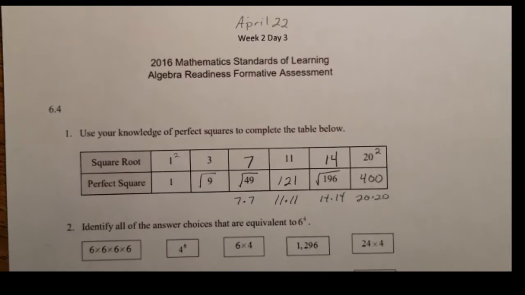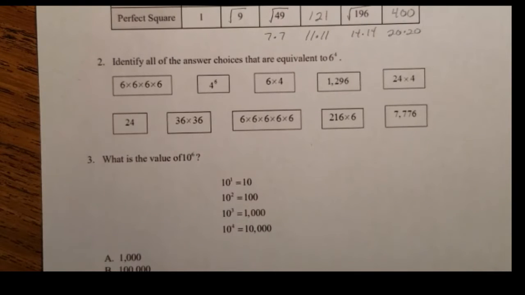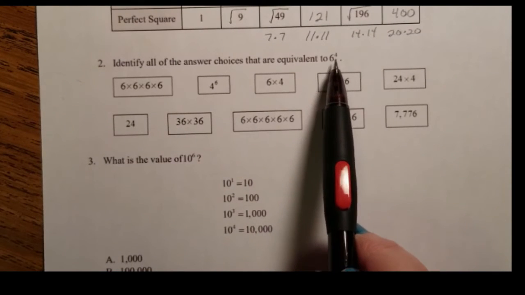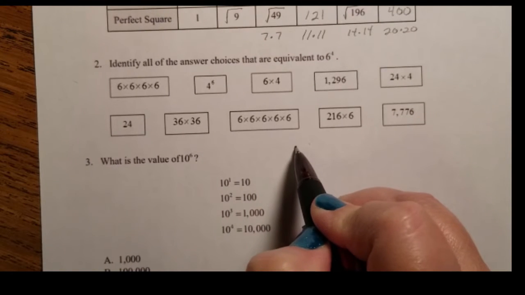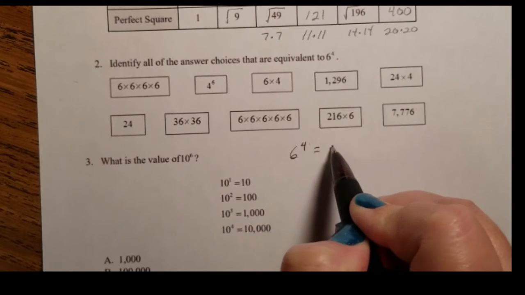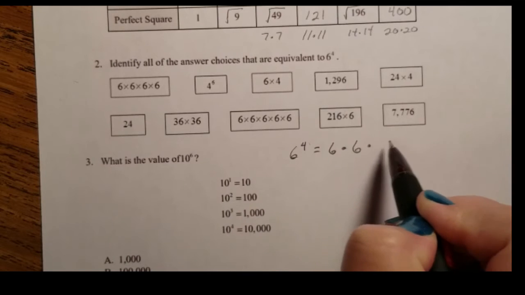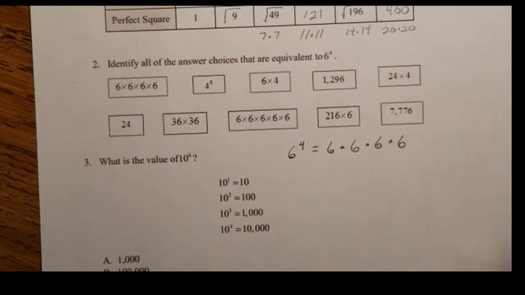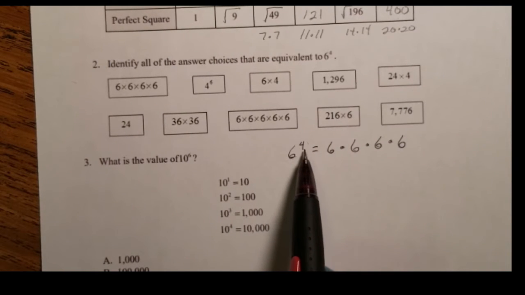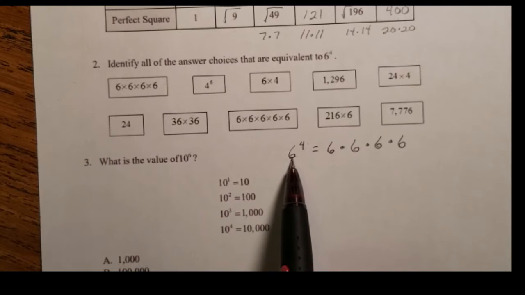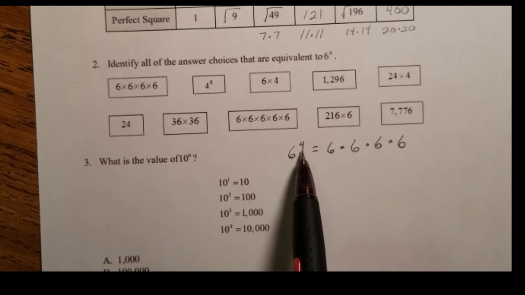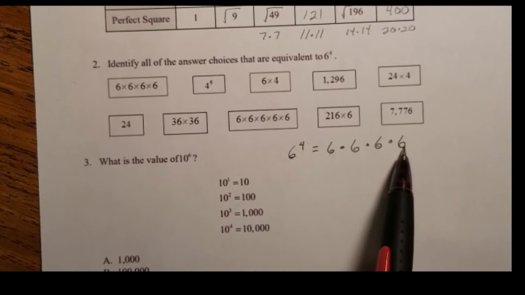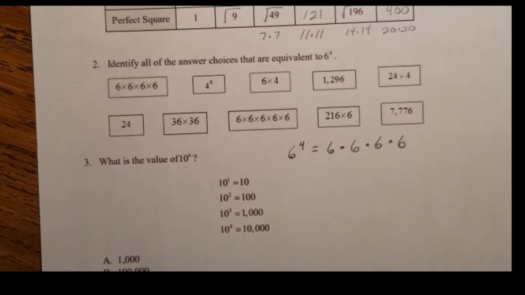On number 2, we're going to identify all answer choices that are equivalent to 6 to the 4th power. That is 6 to the 4th equals 6 times 6 times 6 times 6. 6 is your base, 4 is your exponent. So 6, the base, is what number you're multiplying. 4, the exponent, tells you how many factors or how many bases you're using.